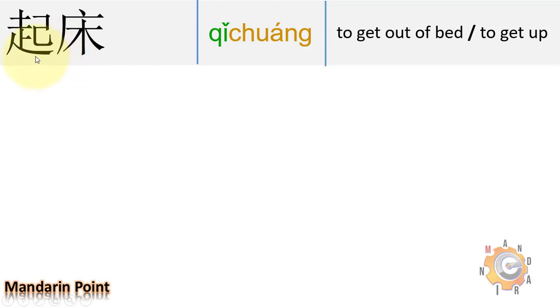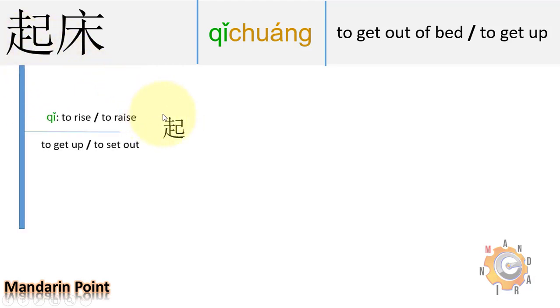Let's decompose this qi chuang. On left side, qi, which means to rise or to get up or to set out, while this is chuang, which means bed or couch. This qi is a combination of three basic strokes: at the top, the bottom, and top right. This one bottom, then top left, then top right.